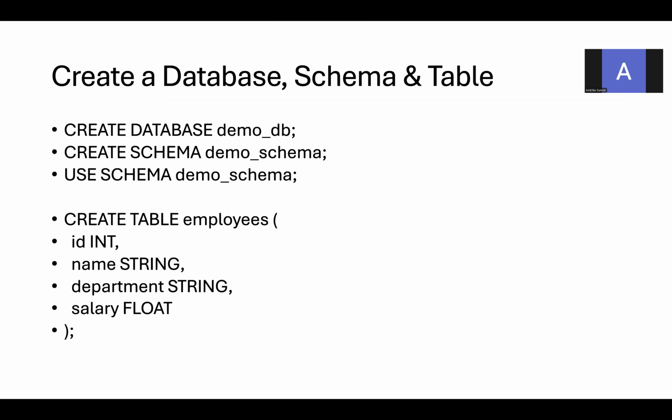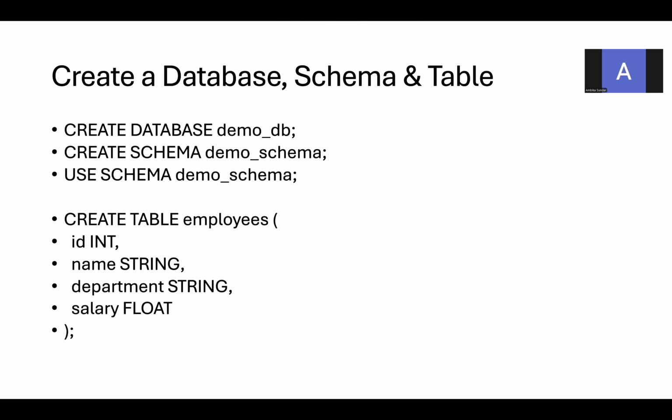Create a database, schema, and table in Snowflake. First, use the command create database name. Create schema name. Once you create the database with this command, you create the schema using create schema name. Now you have to give the use command for the database and schema: use database name, use schema name. Now this schema and database will be enabled in your warehouse.